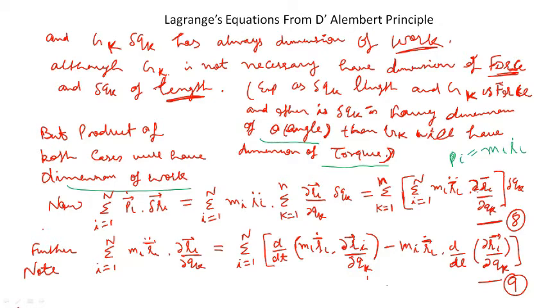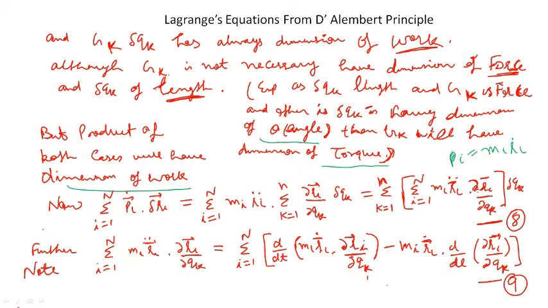So this term sigma i is from 1 to capital N pi dot into delta ri can be written as sigma i is from 1 to capital N mi ri double dot into delta ri. You know that delta ri is equal to sigma k is from 1 to small n del ri over del qk into delta qk. Again we will write sigma k is from 1 to small n first, and then sigma i is from 1 to capital N, mi ri double dot into del ri over del qk into delta qk.